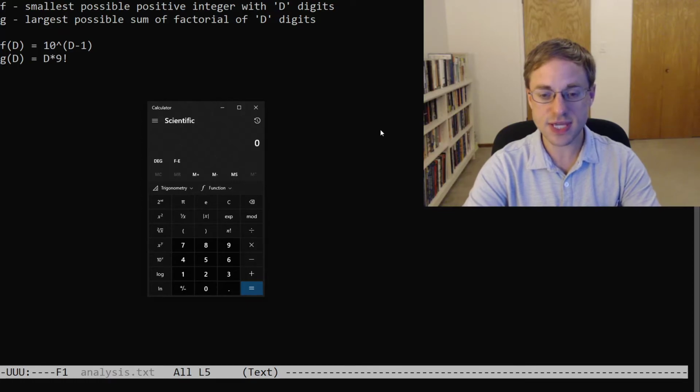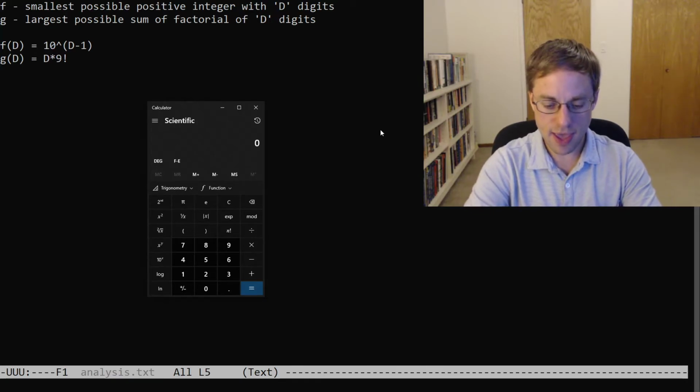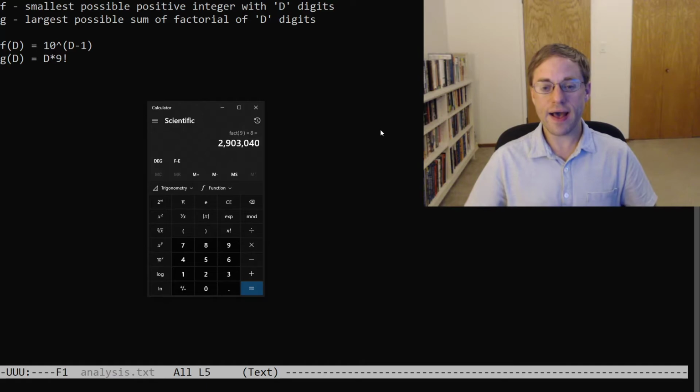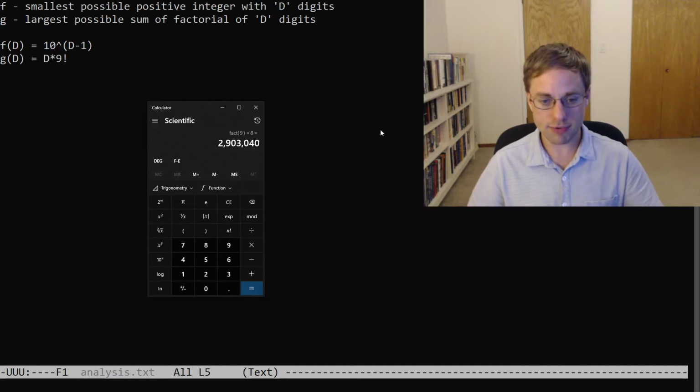So now let's consider d equals 8. I hope you can see that f of 8 is going to be 10 million. And then we'll compute g of 8, which is only 2.9 million. And so we can see that for d equals 8, f has surpassed g. And so that means that there will be no solutions with 8 digits or more.